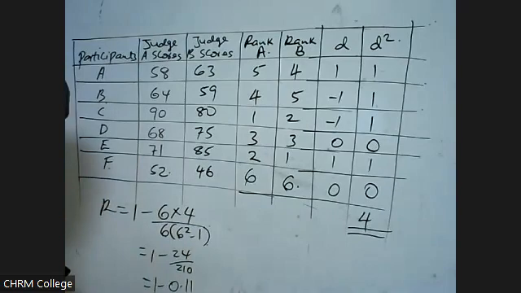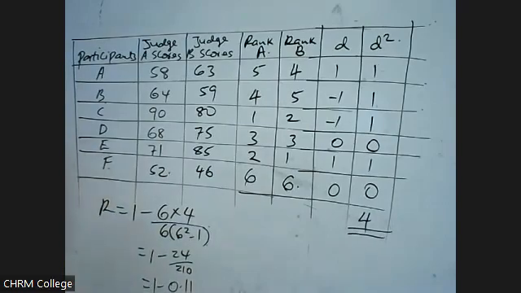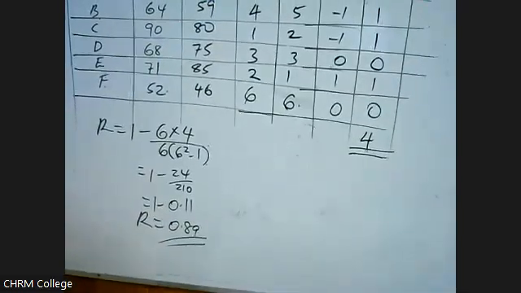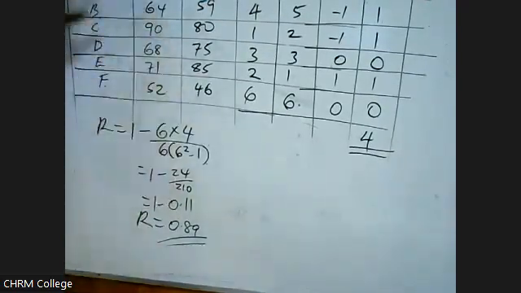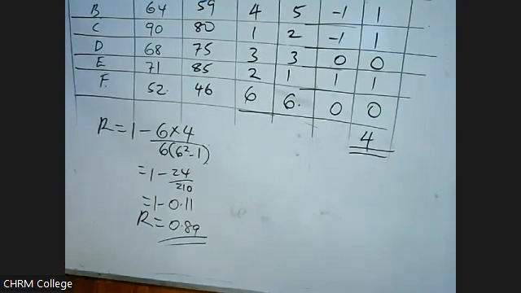You get the answer is 0.889. That is the r, which is going to be what? A very high positive correlation. Very high positive correlation. So that is how we do it. And that is all about correlation.